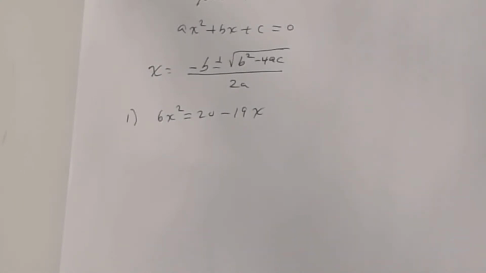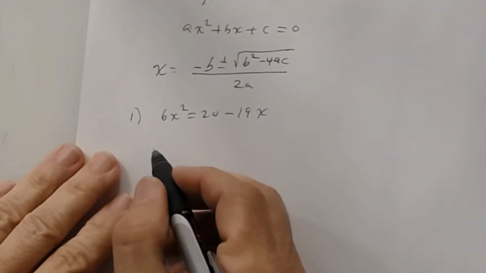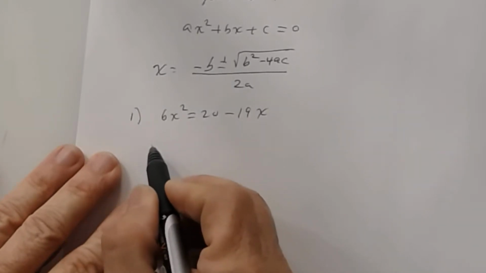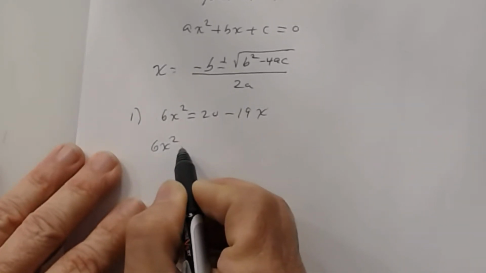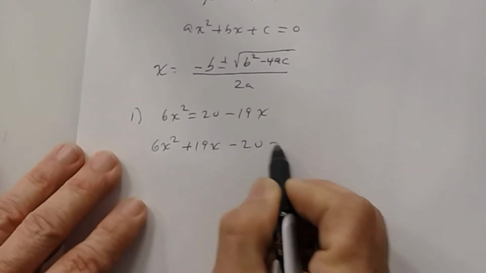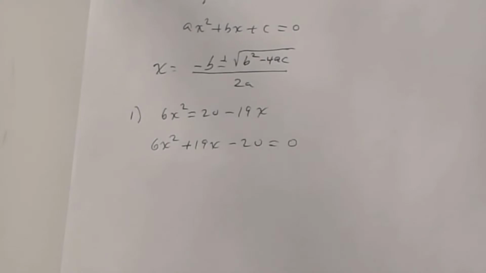Make sure it's in descending order. Descending means to go from largest to smallest, to descend, go down. So put the x squared first, then the x, and then your constant last. Based on what I just said, what would you have? 6x squared? Nope. Plus 19x minus 20 equals 0. Dave, if you're not careful, you'll be making some errors on a test.